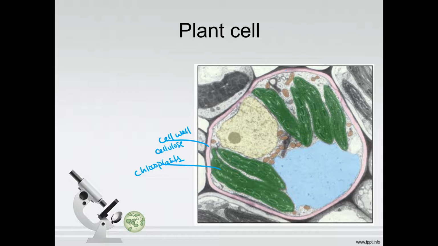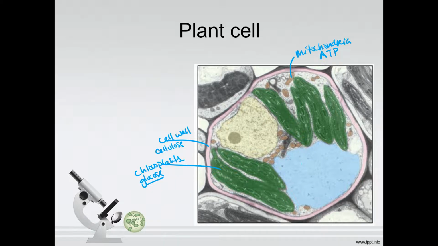Super cool thing though, plant cells do have mitochondria. Sometimes we oversimplify and we're like, plants have chloroplasts, animals have mitochondria. That's not right. Plants have both because they're super cool. Chloroplasts are going to carry out photosynthesis, and then mitochondria are going to carry out cellular respiration.